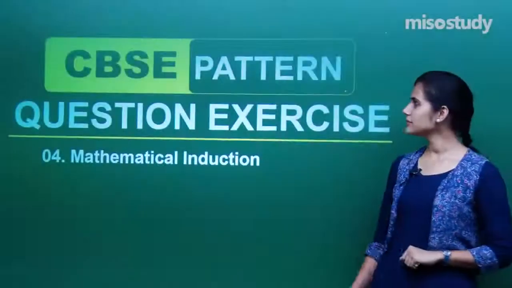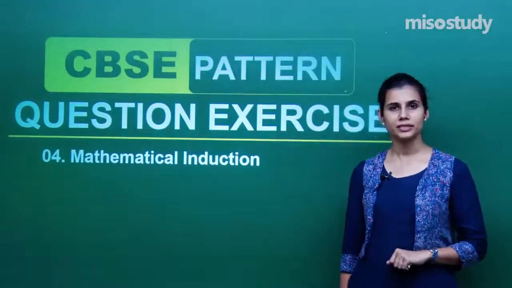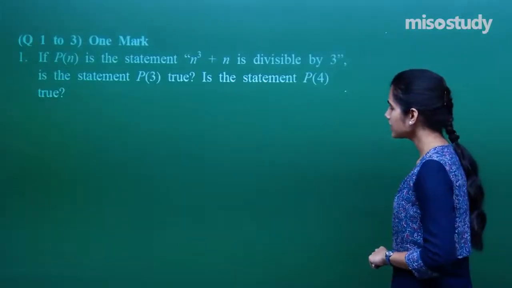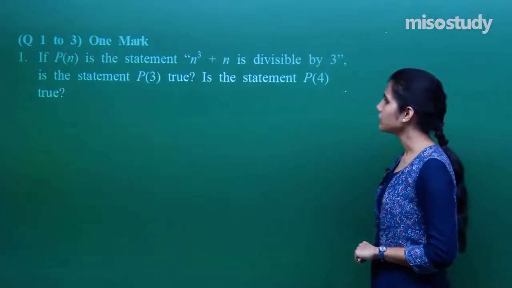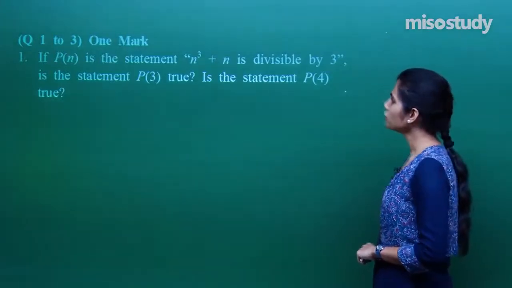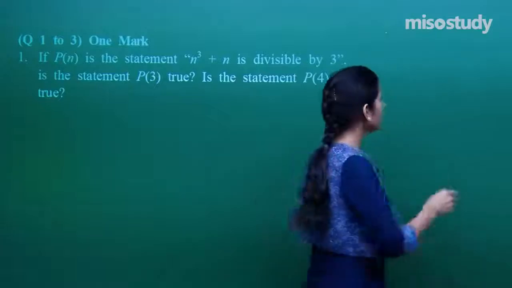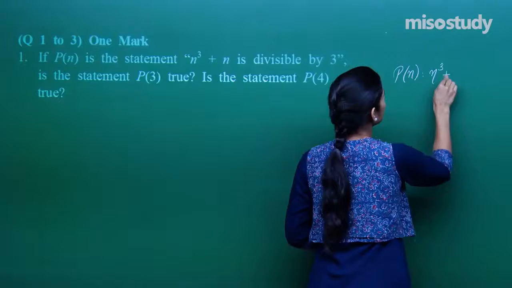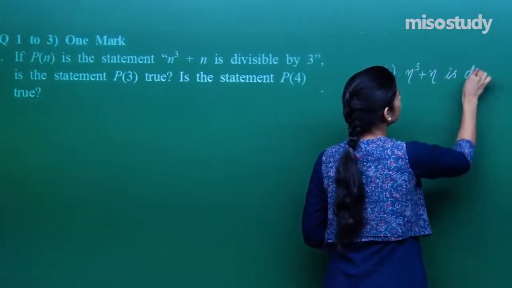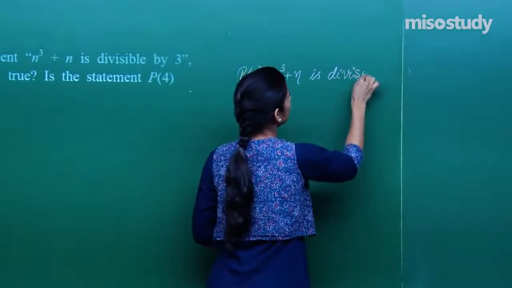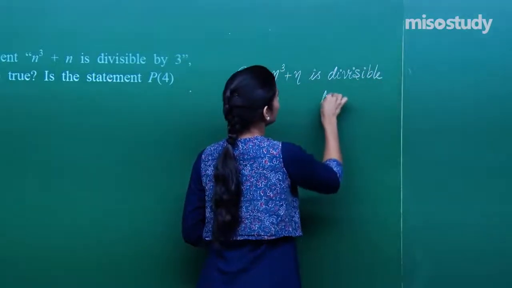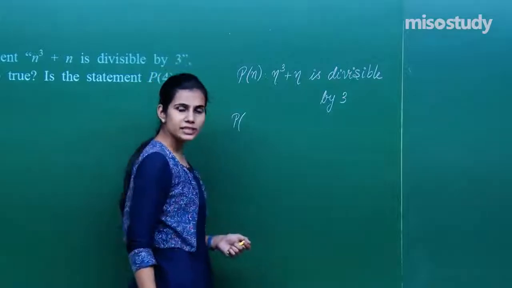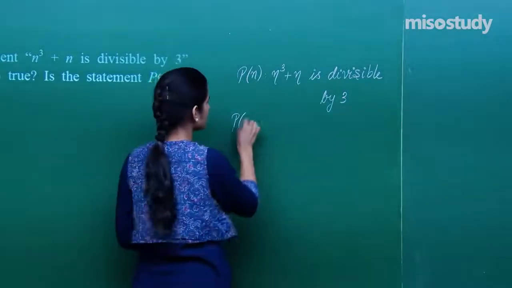Okay guys, let's talk about the CBSE pattern question exercises on mathematical induction. The first question for 1 mark says that Pn represents the statement n cube plus n is divisible by 3. Is the statement P3 true? Is the statement P4 true? I need to talk about the truth value of P3 statement and the truth value of P4 statement.